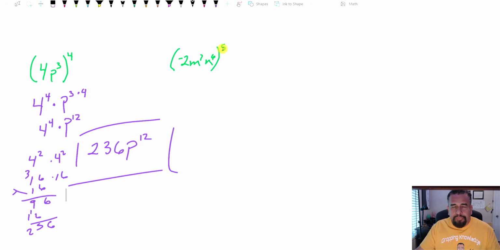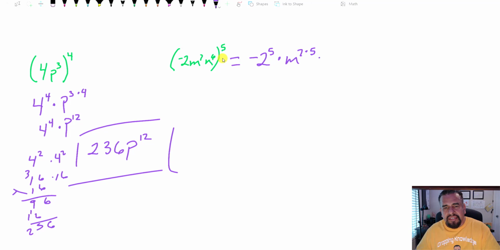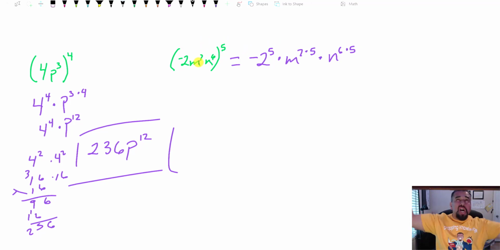Go ahead. I'm assuming you're back. Let's check it out. I'm going to expand this because I'm teaching, so I want to expand it so you guys understand it. What do we have here? We have negative 2 to the power of 5 times m to the power of 7 times 5 times n to the power of 6 times 5. That's what I really have, because this 5, basically, think about it. Everybody in here, it's a party. Everybody gets a 5. Woohoo! No, seriously, they do.